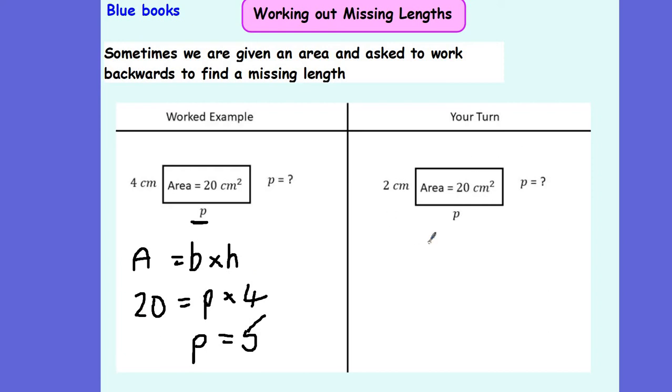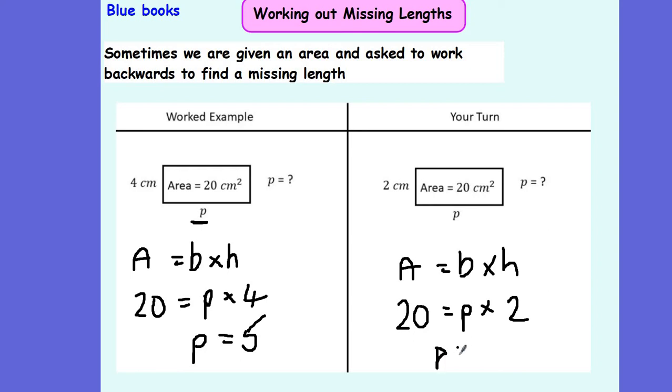Over to you guys. Pause the video for a minute and work out what P, the base length, might be for this example, please. So again, I find my area by doing base times height. This time my height is 2 and my area is 20. So I'm being asked, what do I need to multiply by 2 to get 20? In this case, P, my base length, has got to be 10 centimetres.